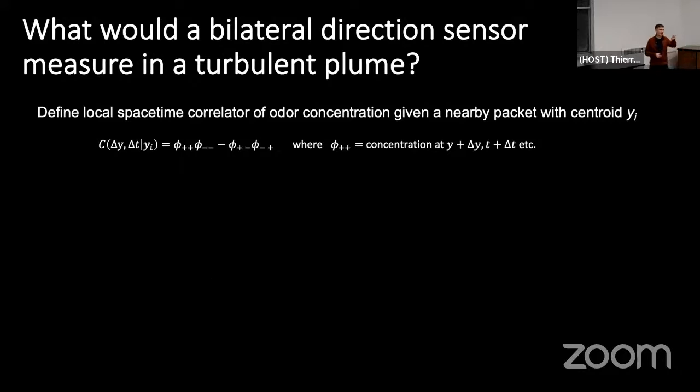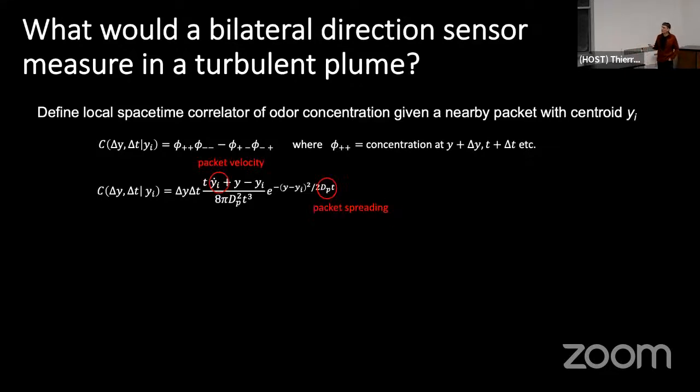You could say, okay, let's now assume that I have a 2-point correlator detector. So I define a correlation function using this phi function, which is the concentration at a position x, y plus delta y, and a time t plus delta t, times the same with the minus and minus, and then minus the mixed case. And then from there, you can calculate what would be the correlation signal that you get. And you see that there's a dependency on the velocity of the packet, y dot. And so from this signal, you can extract the velocity of the packet.